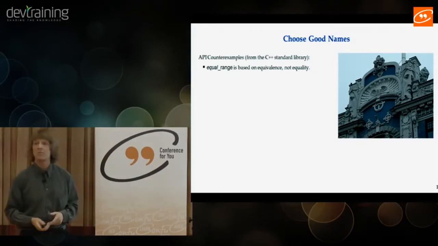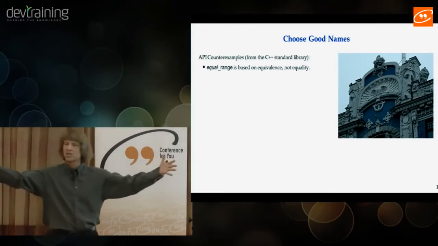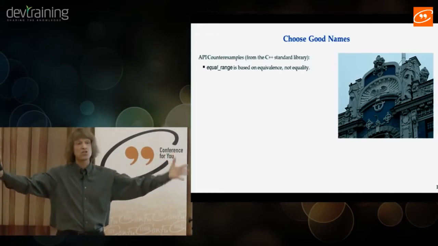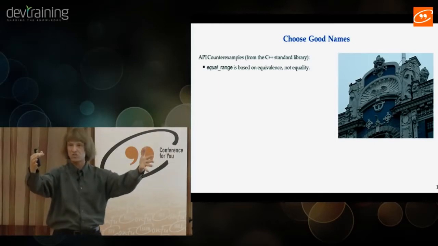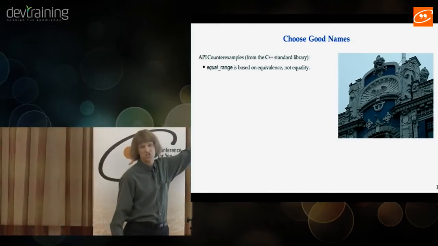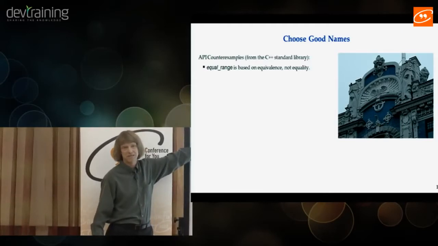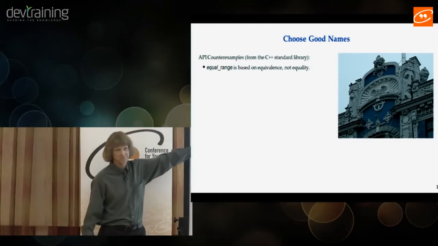In the standard library for C++ programmers, there is a function which, given a collection, will return to you the range of values that are equivalent. And the name of that function is equal range. It does not test for equality. It tests for equivalence.